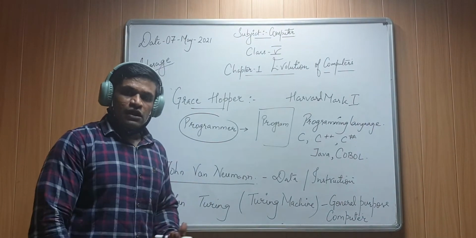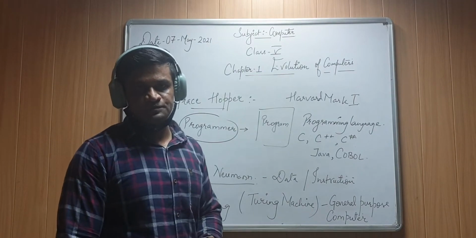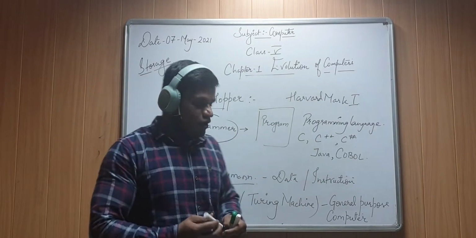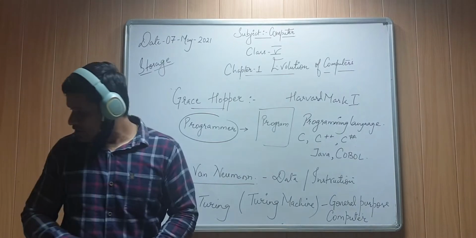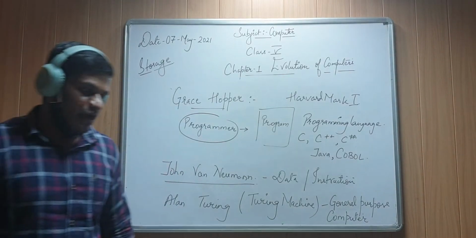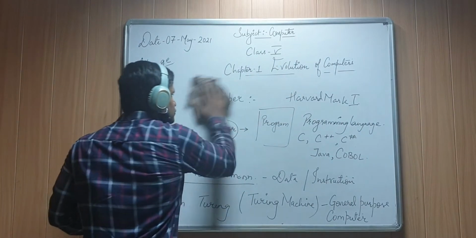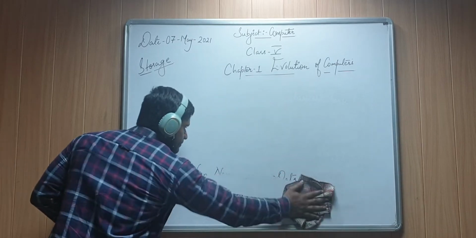We would be again starting with the next part, that is the generations of computer. Now you will ask, sir, what do we mean by generation? So just as an example, you have seen your grandfather, you have seen your father, and right now the third generation is you. Okay, so generation means after a particular period of time.